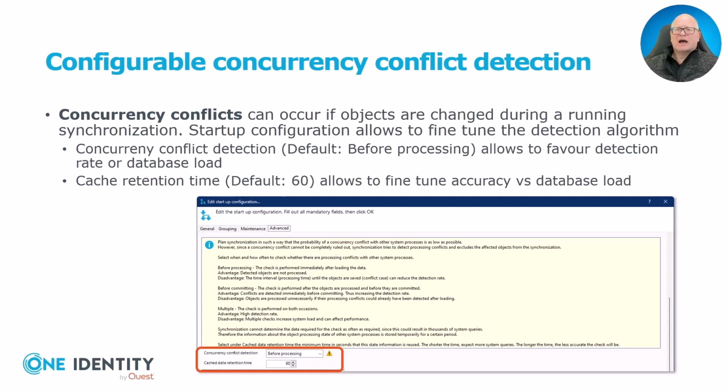However, now on the synchronization project, you can have a configuration of these options. You see there's also a big tooltip that explains exactly what you can configure: before processing, before committing, multiple, and so on. This is all possible, and you can also configure or fine-tune the retention time. Again, for all of these things, if you don't have a need to change that for some reason, then you should go with the default values, which typically are a good default for the majority of systems.